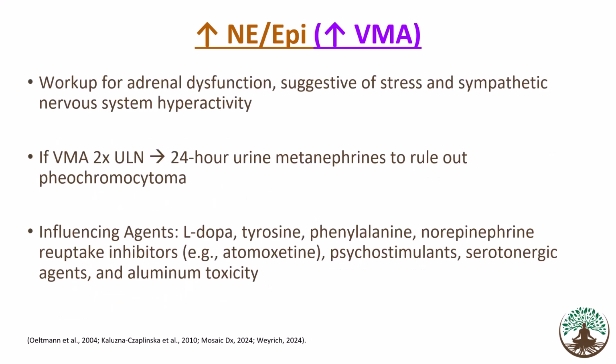In a root cause examination, consider a workup for adrenal dysfunction, as these findings are suggestive of stress and sympathetic nervous system hyperactivity. If the VMA is 2 times the upper limit of normal, consider a 24-hour urine metanephrine to rule out pheochromocytoma. Some agents that may contribute to high norepinephrine and epinephrine include L-DOPA, tyrosine, phenylalanine, norepinephrine reuptake inhibitors, psychostimulants, serotonergic agents, and aluminum toxicity.